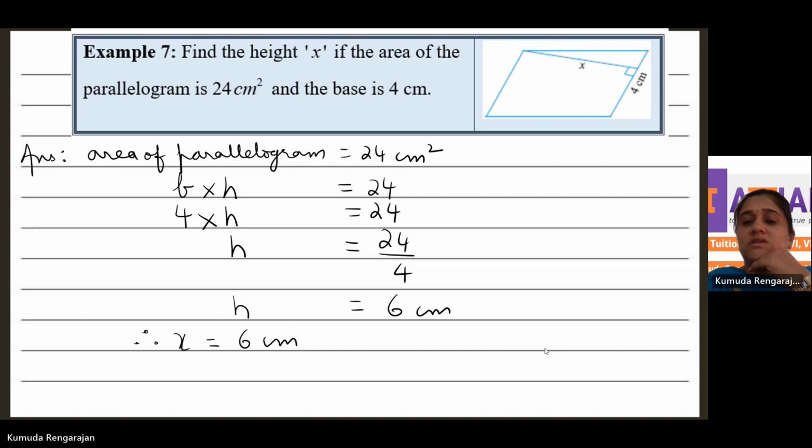Please write on the question, take the figure and then write down the answer.